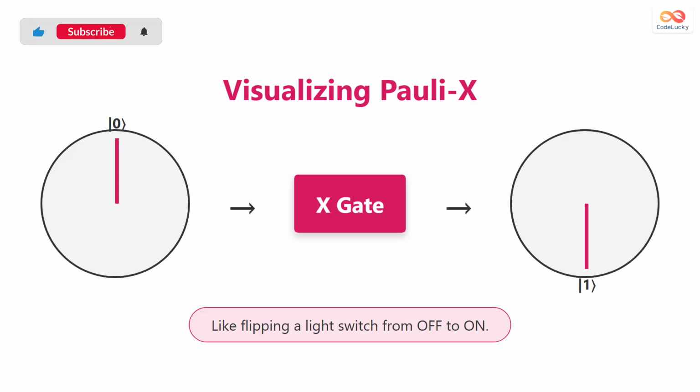On the Bloch sphere, the Pauli-X gate performs a 180-degree rotation around the x-axis. It takes an arrow pointing up at the north pole and rotates it all the way down to the south pole.